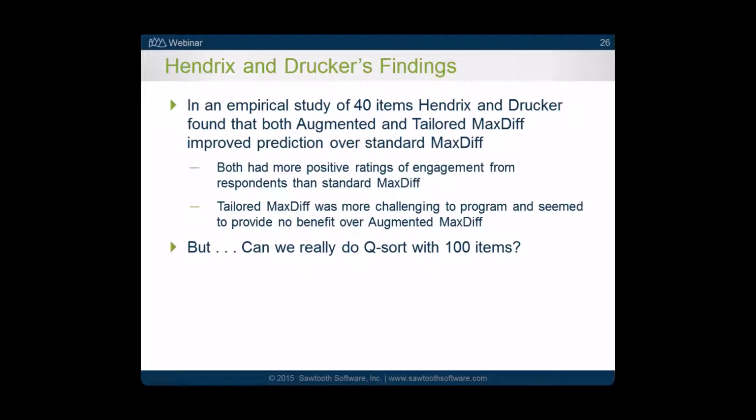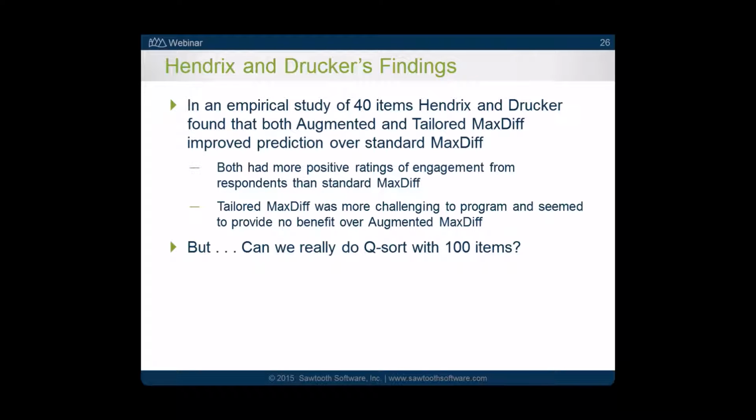Hendricks and Drucker, the fellows that came up with these methods, did an empirical study with 40 items, and they found that both of these methods improved predictions over standard MaxDiff. Both also had more positive ratings when they asked people how much they liked the survey; they liked it better. They felt that it was being responsive to them. Tailored MaxDiff was a little bit of a challenge to program, and it seemed to provide no real benefit over augmented MaxDiff. So the authors liked that one better.